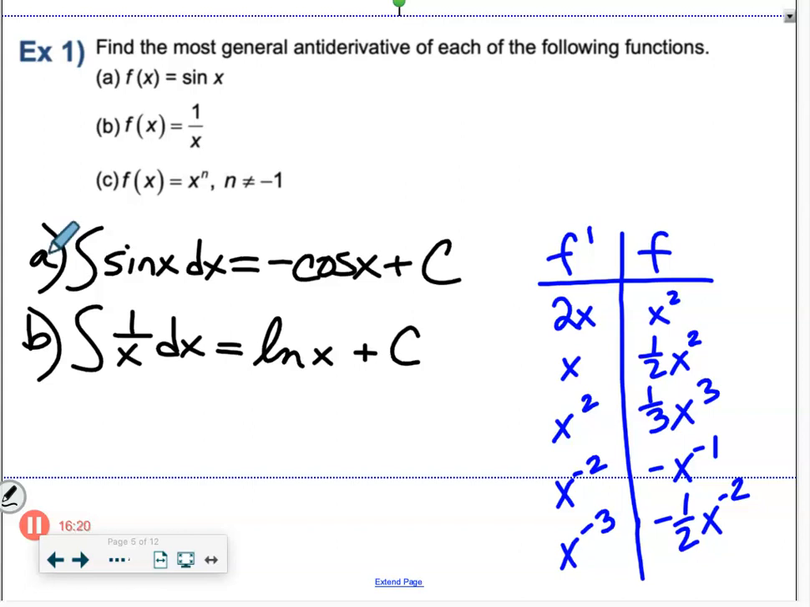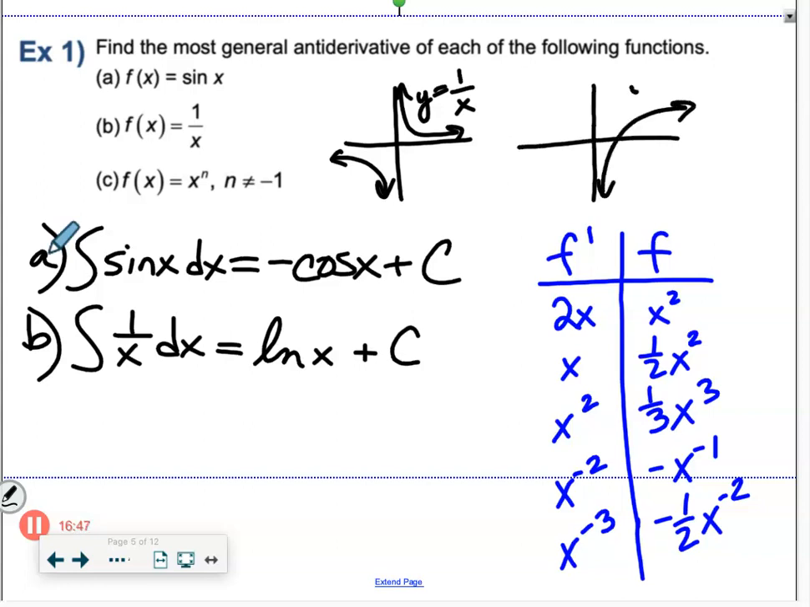All right, this is close, but it's not complete. So 1 over x looks like this. This is y equals 1 over x. What's the domain of that function? All reals except 0, right? All reals except 0. Natural log x looks like that. What's the domain of that function?